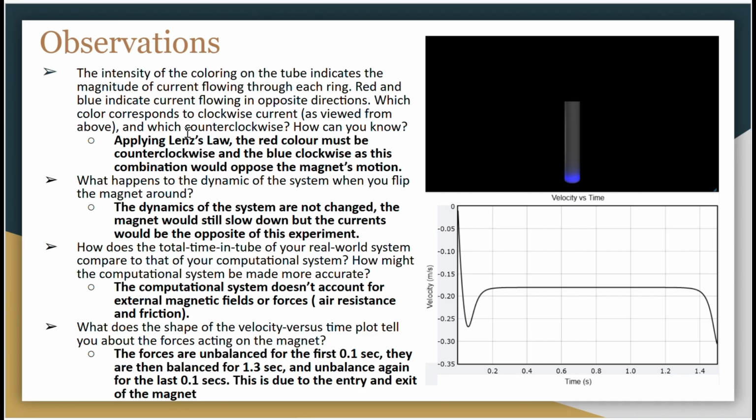What does the shape of the velocity versus time plot right here tell you about the forces acting on the magnet? The forces are unbalanced for this first 0.1 seconds, right? And then over 1.3 seconds-ish, they balance out and they equal each other. But for those last 0.1 seconds, once again, they're not balanced. This is simply because, due to that entry and exit of the magnet, the force of that aluminum roll is not as strong at those points.